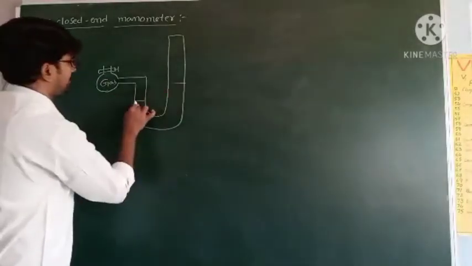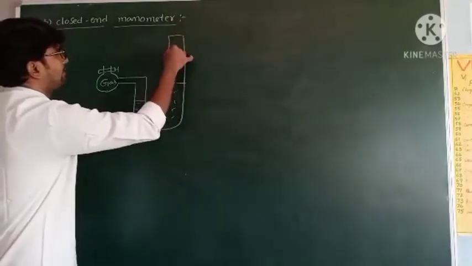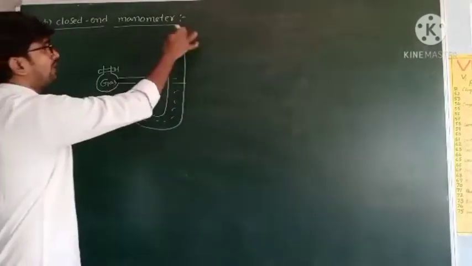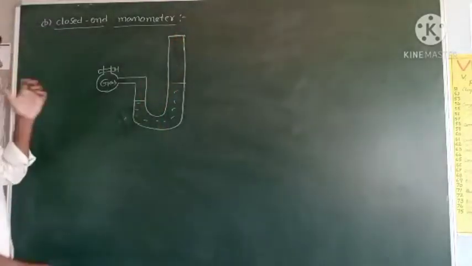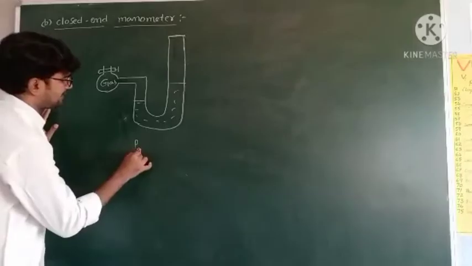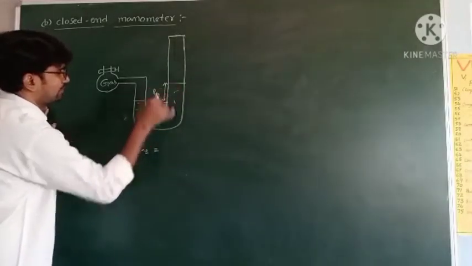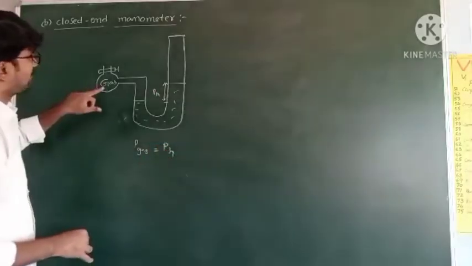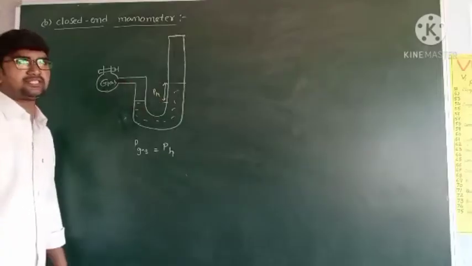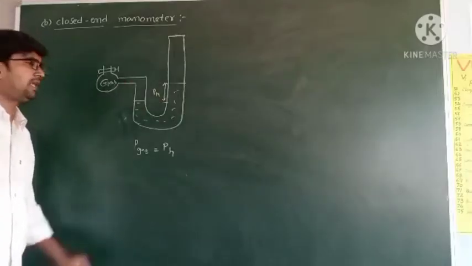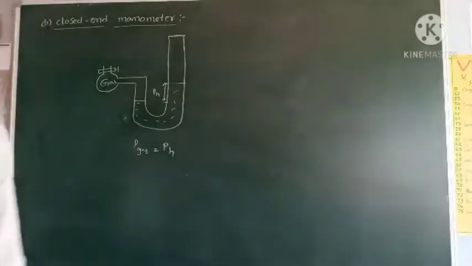Okay, and these are the limbs of the liquid. This is the pressure of the atmospheric gas. But there is no atmospheric gas, because this side is closed. Then in this case, P gas is equal to this distance, pH. So the pressure of the gas is equal to the distance between the two limbs, or the height of the limb. Okay, this is about the closed end manometer.